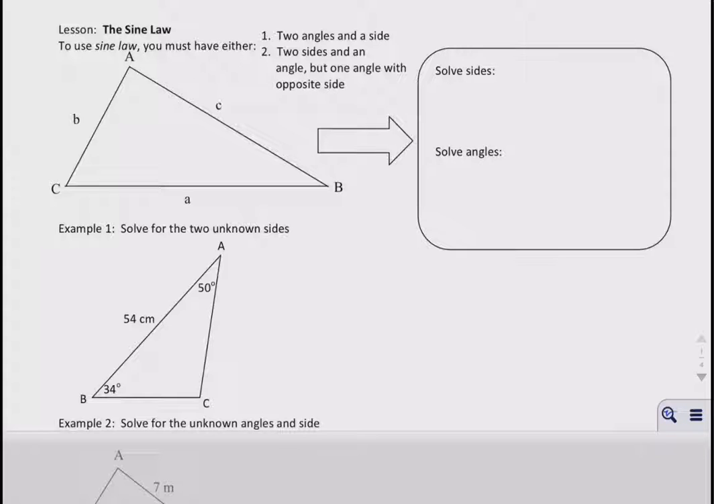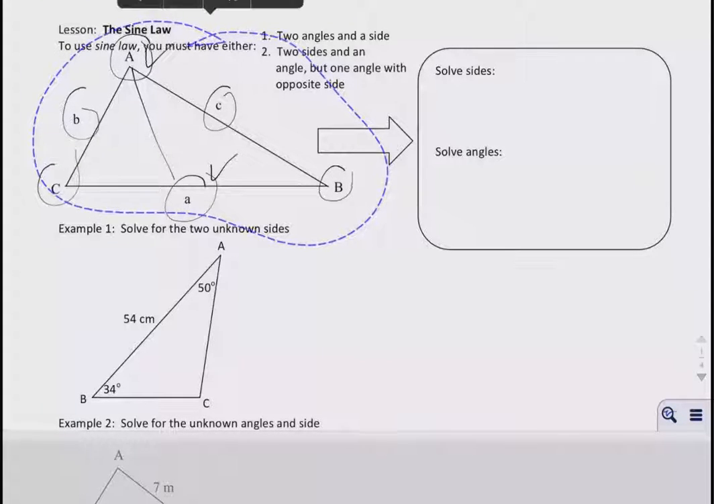Now with the sine law, you need to have two angles and a side. So you can have, for example, angle A and angle C, and say angle B. Or you need to have two sides and an angle, but one angle with opposite side. So what that means is you have to have a pair. So this is a matching pair. If I had angle A and side A and any other piece of information, then I could use the sine law.